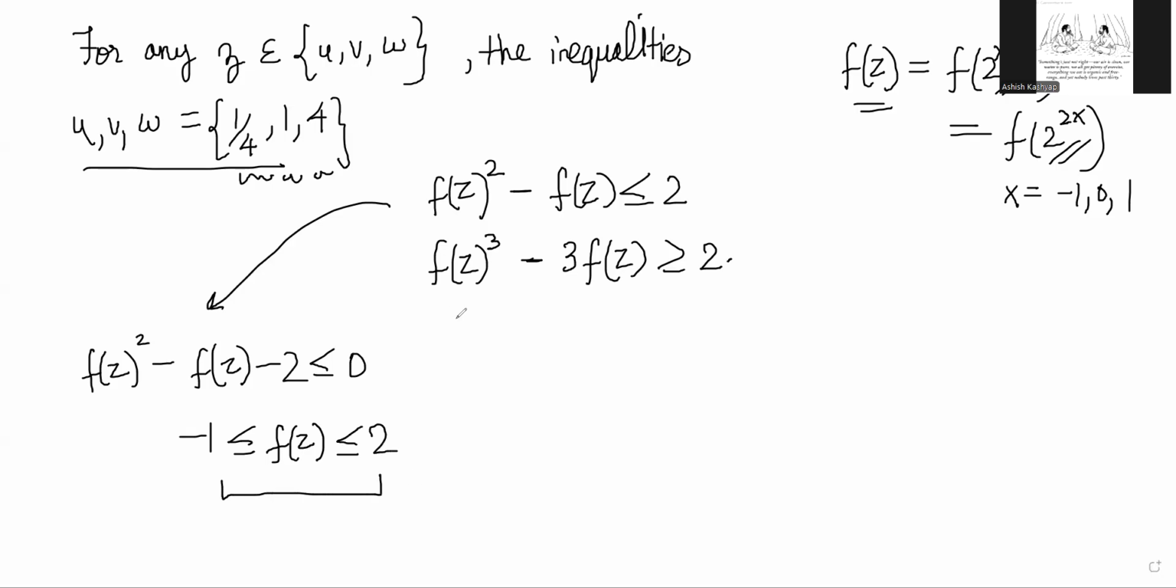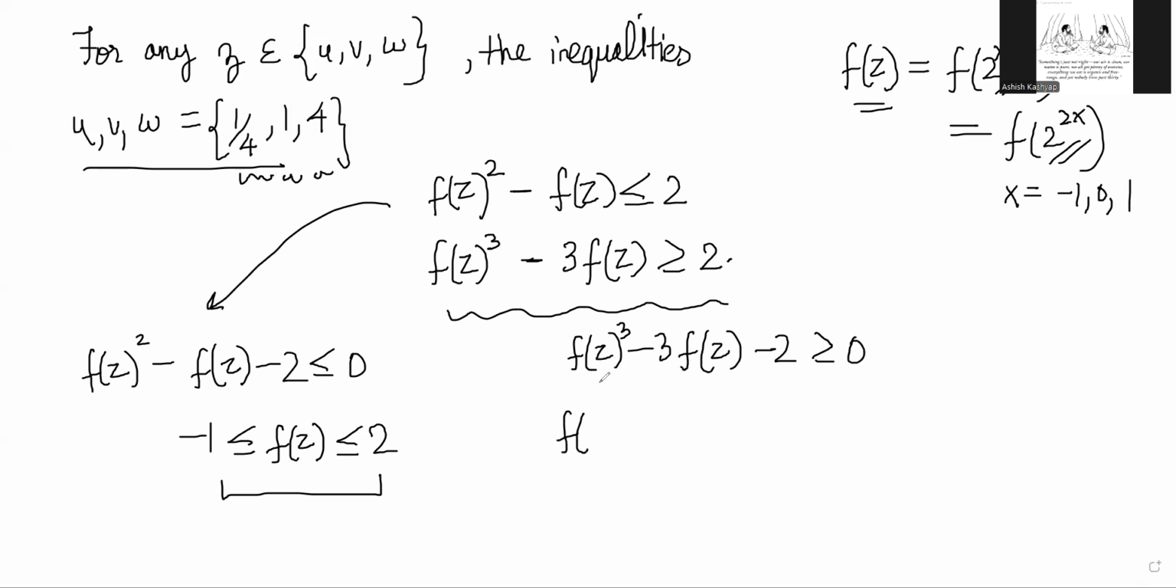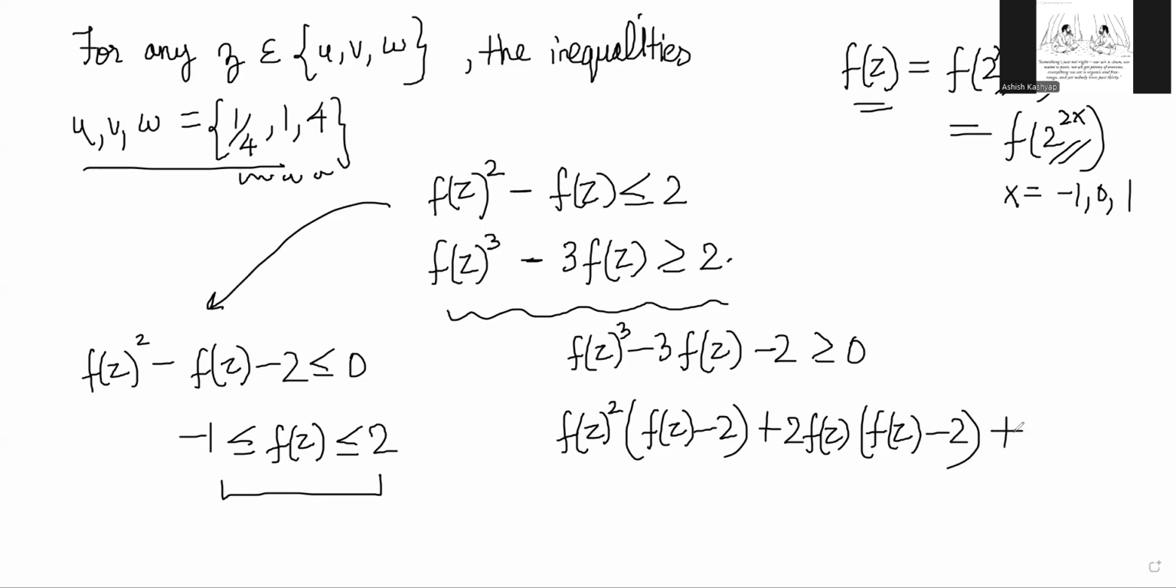If you look at the second one, it becomes f(z)^3 - 3f(z) - 2 is greater than or equal to 0. So now what we can do here is take, if you see, 2 is the root of this equation, right? 8 minus 6 minus 2. So we can say f(z)^2 times (f(z) - 2), and we are getting a minus 2 f(z)^2. So plus 2 f(z) into (f(z) - 2). We are getting a minus 4 f(z). So we do a plus (f(z) - 2) here, right?